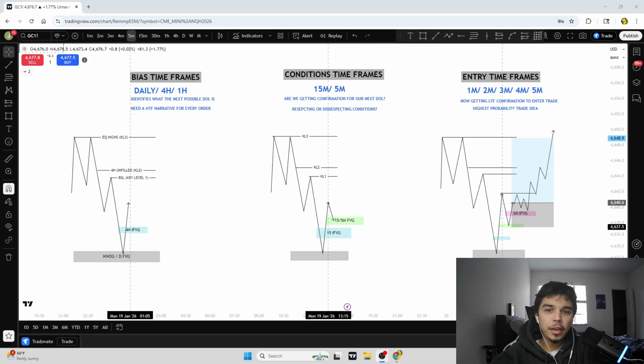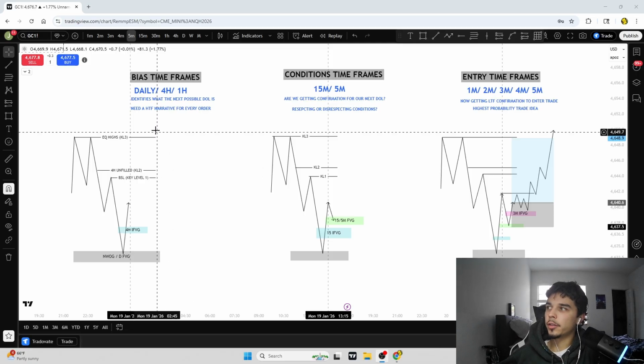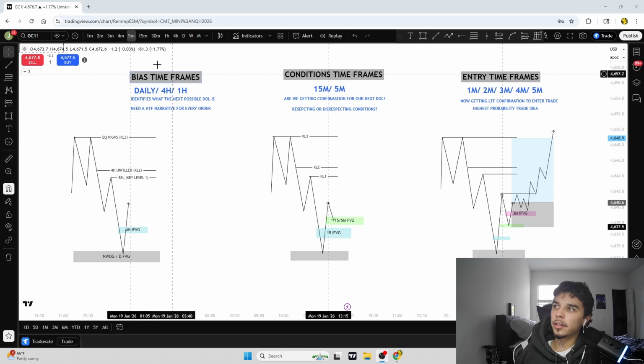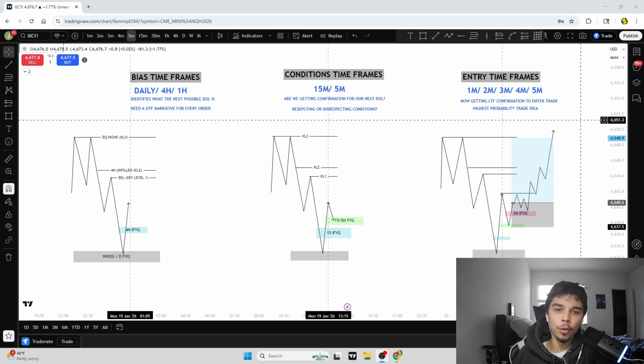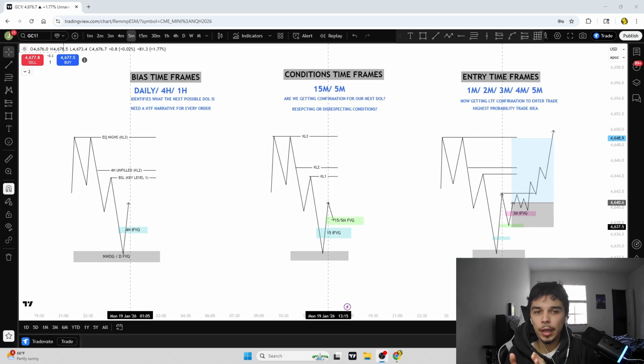So with that being said, I just want you guys to take away a few things. We're using the daily, the 4-hour and the 1-hour as our bias time frames, the 15-minute and the 5-minute as our conditions, and then our entry time frames is going to be anywhere from the highest time frame inversion through the 1 to 5 minute. I really want you guys to drill that in your head.